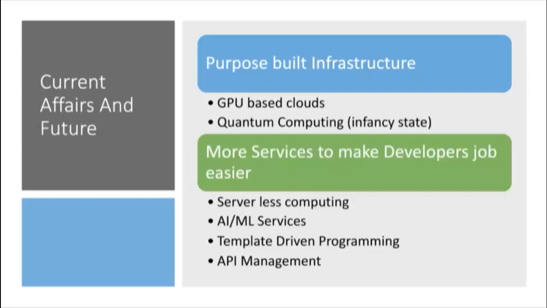Similarly, there are a lot more services. We talk about serverless computing, AI/ML services, template-driven programming to reduce the amount of programming you do, API management, which is basically service management: who can access what, how much, how do I throttle it, how do I secure it, and all that is taken away from the application and put in the infrastructure. But what is required from the infrastructure is given by the definition from the application itself, right? I'm rushing here, but that's where a lot of research and development is going on right now: purpose-built infrastructure and availability of more services to make developers' jobs easier.